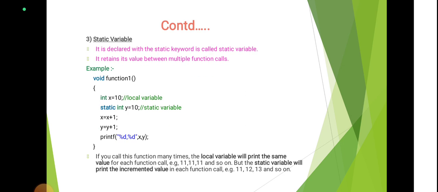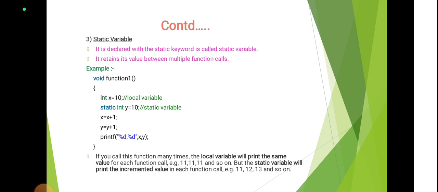Then the next type is the static variable. When you declare a variable using the static keyword, that variable is called a static variable. It retains its value between multiple function calls. Here we take the example void function1, int x equal to 10. This is the local variable. Second variable: static int y equal to 10. This is the static variable because y is declared with the static keyword.